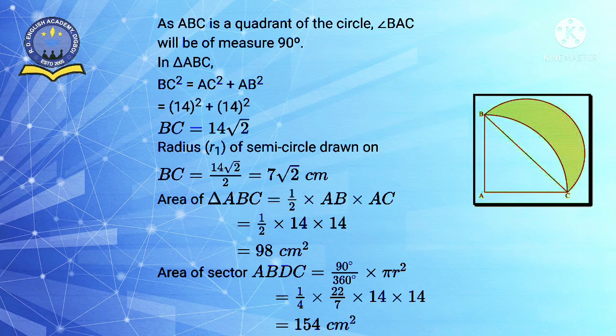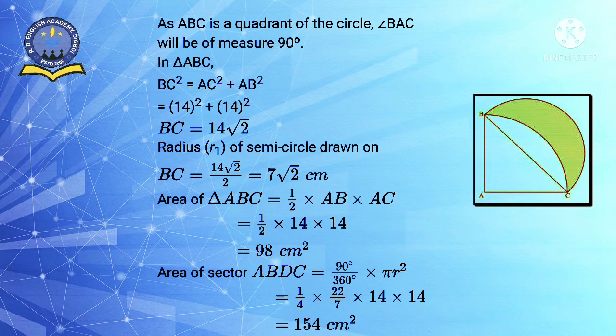Okay, now we have to find the area of this triangle ABC. This is a right angle triangle, so we consider AC as the base and AB as the height. Area of triangle ABC equals half of AB into AC, base into height. Base 14, height 14, so if we calculate, we get 98 centimeter square, as you see written here.